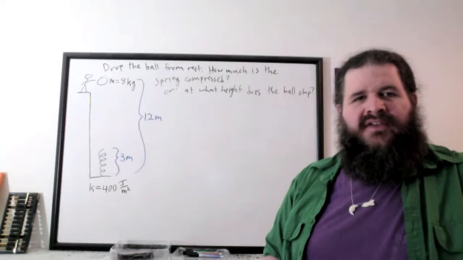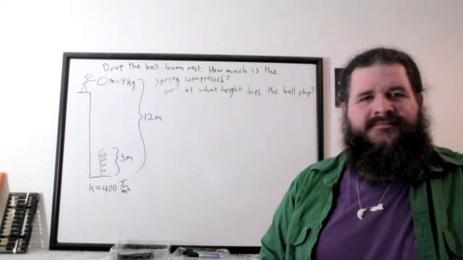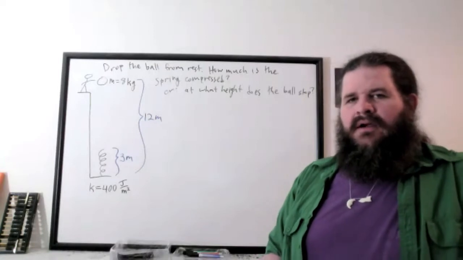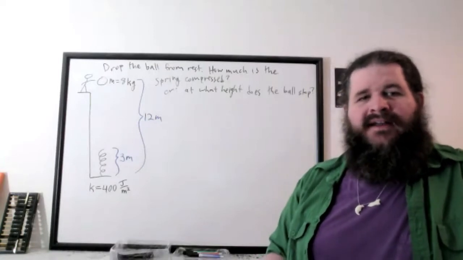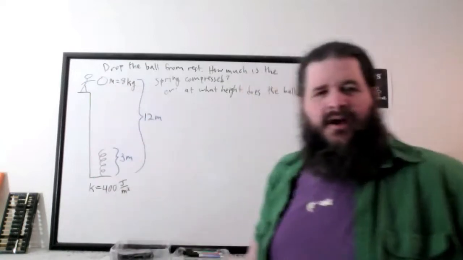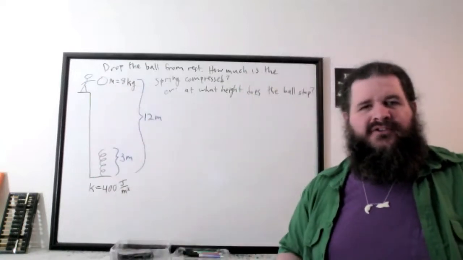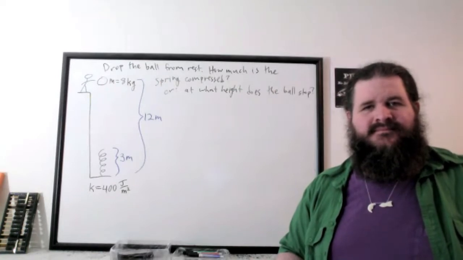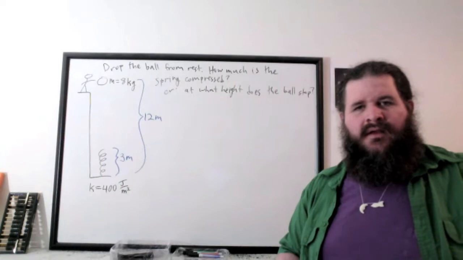Any questions on the setup of that so far? So if we want to compare, presumably we want to compare initial and final values. Maybe the initial value would just be the instant we let go. What would be a good final situation to consider? The moment the ball stops moving.